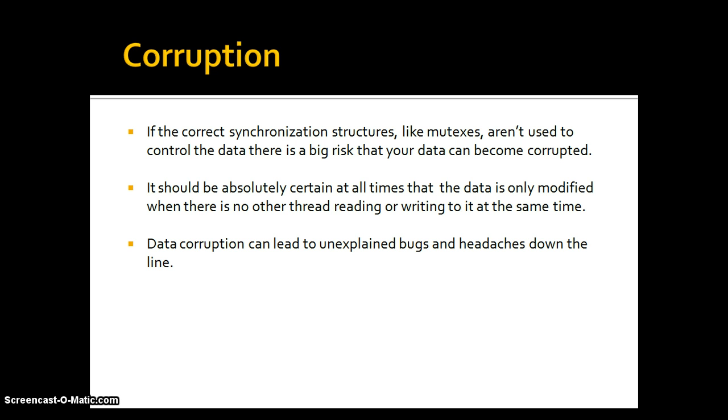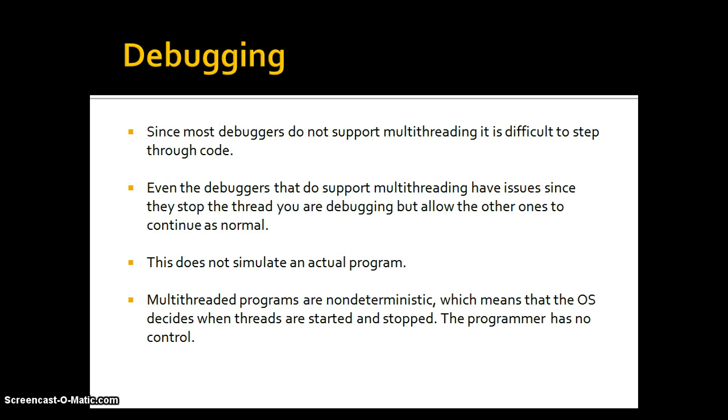Problems with corruption, obviously, except for the data being corrupted, is that it can lead to unexplainable bugs and headaches later down the line, and they're really hard to track down, and you can't really debug corrupted data. Since most debuggers don't support multithreading, it becomes a bit of a hassle to debug these programs. Even the debuggers that do support multithreading have issues, since usually it just stops the one thread that you're debugging but allows the others to continue running as normal. And this isn't how it works in the real world, so it becomes a bit useless if you're trying to find a bug that has to do with all the threads currently running or passing information from one another.